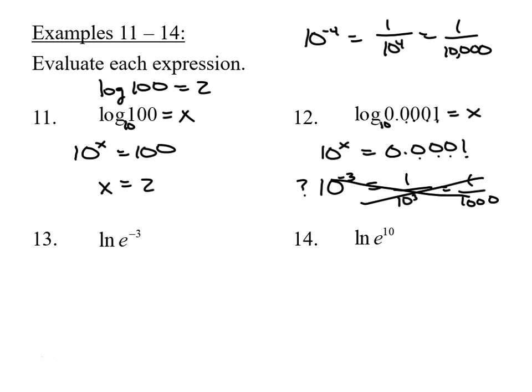So in this case, x would have to be, don't forget to write your final answer, x would have to be -4. We're trying to find that logarithm, that exponent. So we're trying to find that exponent, which was -4.